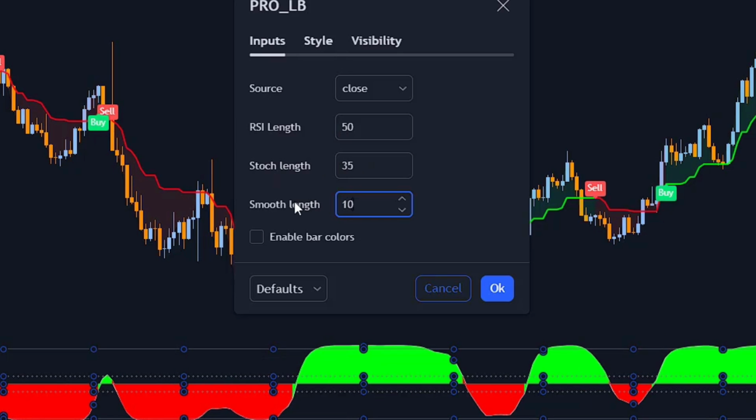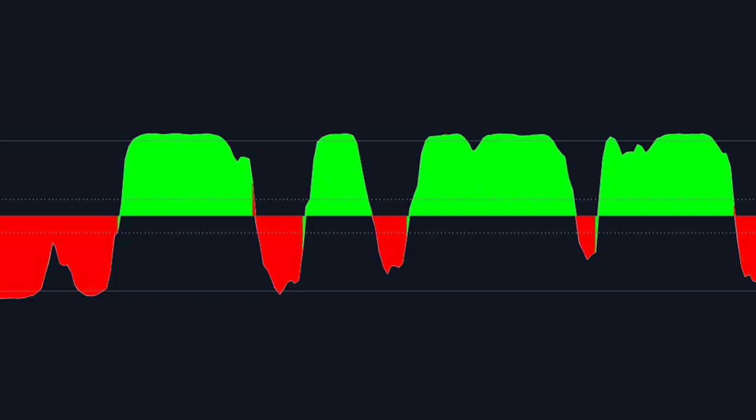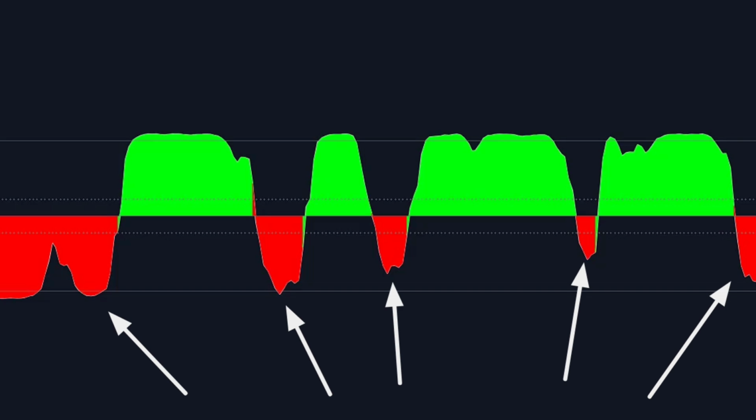All right, now that our indicators are all set up, let's see how they work together. When the Premier stochastic line is above the zero line and the Premier histogram area is green, it's a signal to consider a buy trade. On the flip side, if the line is below zero and the histogram is red, it's time to consider selling.